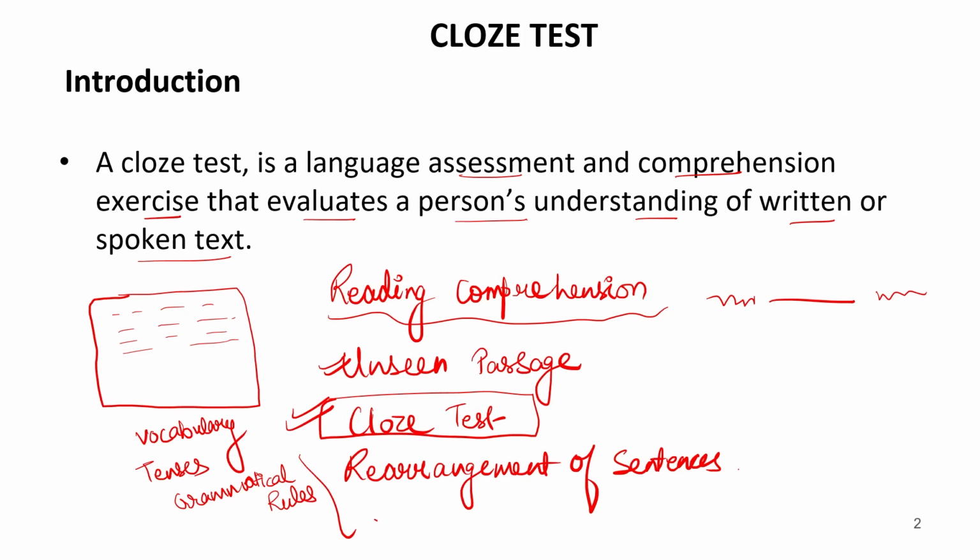Now, for example, if a blank is preceded by a vowel, it means A, E, I, O, U. Or if a blank is preceded by an article, A or AN, we can eventually select the word because articles are followed by words beginning with a vowel. So these are some clues, some hints which we can use to solve a clause test. So let's have some examples of the clause test.